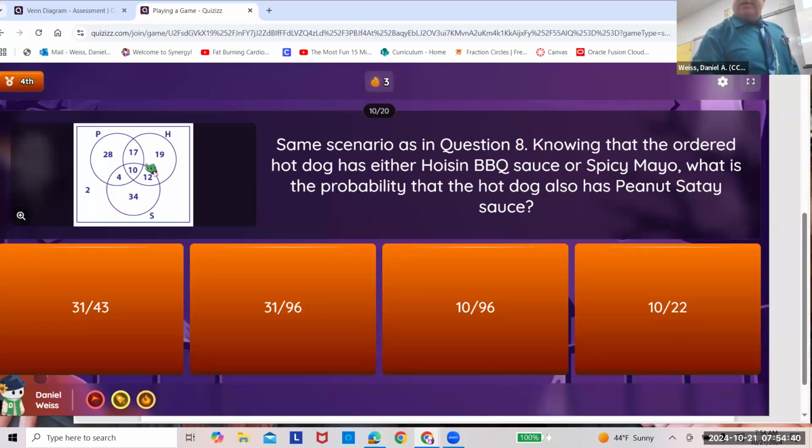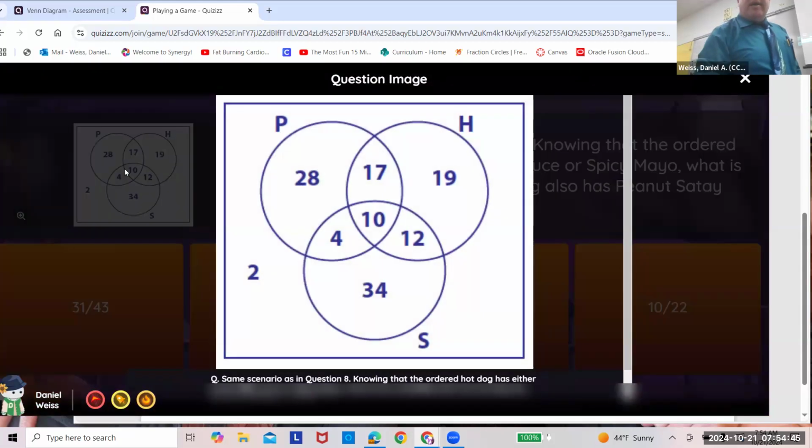No, it has either hoisin or spicy mayo. Oh, okay. No, it has either of these two. What is the probability that it also has the peanut? Okay, so does it make sense? It's going to be this guy and this guy. Because it has either of these two, then it would also have this one here, meaning it's got to be either this or this. You see what I'm saying?